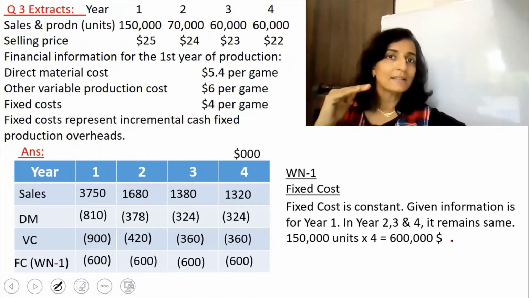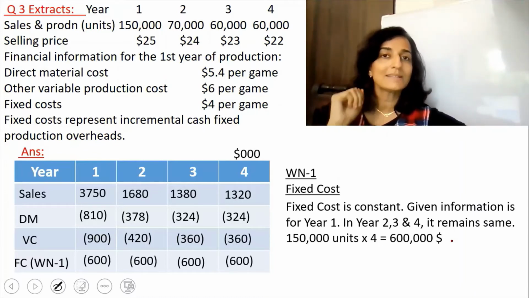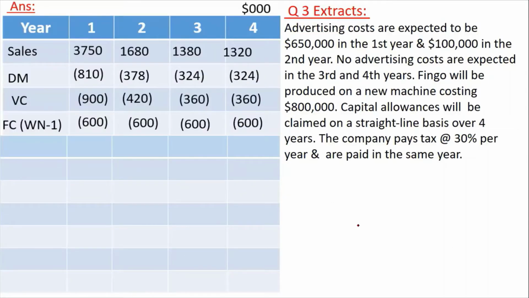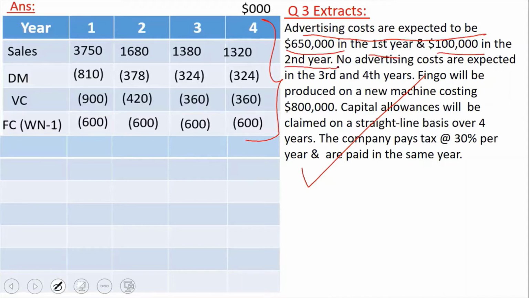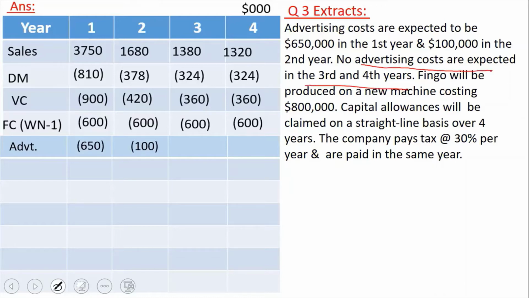So we have got the sales, the direct material cost, the variable cost and the fixed cost. I have copied the second part of the question that relates to the advertising cost and so on. So on the left hand side, this is where we have worked out till fixed cost. Now, what is the next item? Advertising costs are expected to be 650,000 in the first year, 100,000 in the second year. So we will key that figure in. So advertisement for the first year, it is 650 and for the second year, it is 100. No advertising costs are expected in the third and fourth years. So in the third and fourth years, the amount is 0.